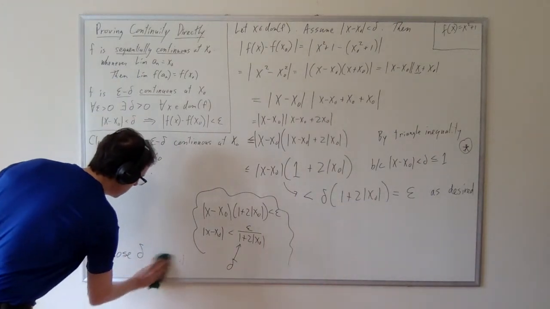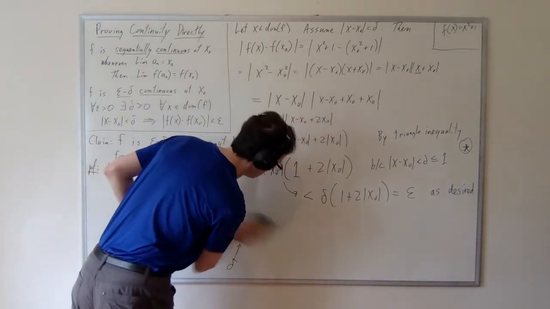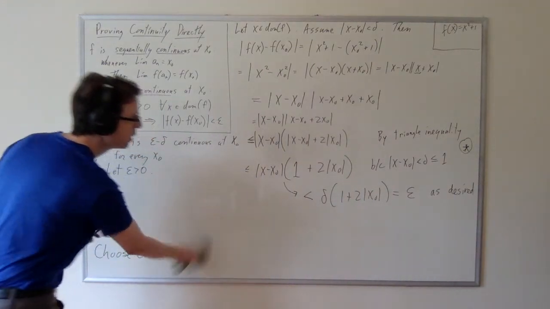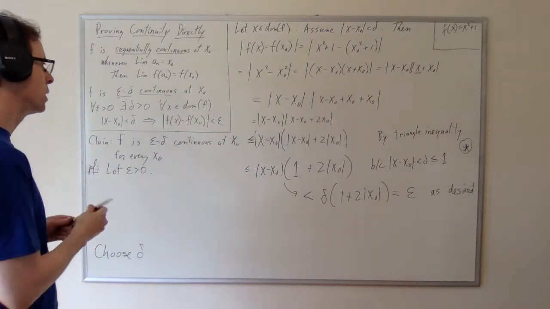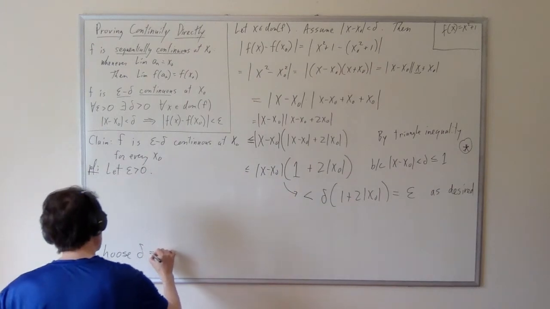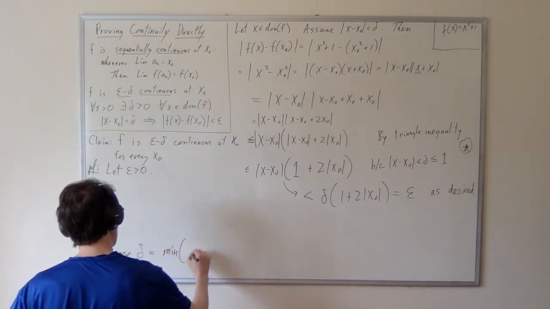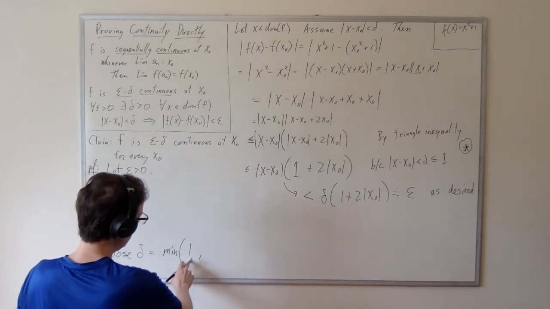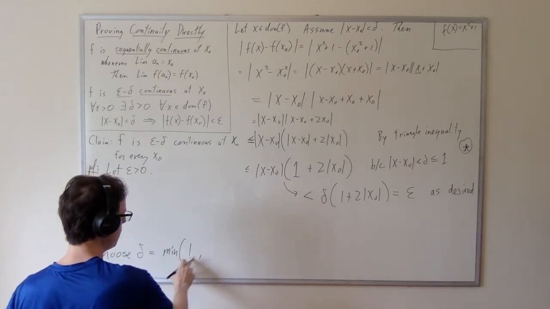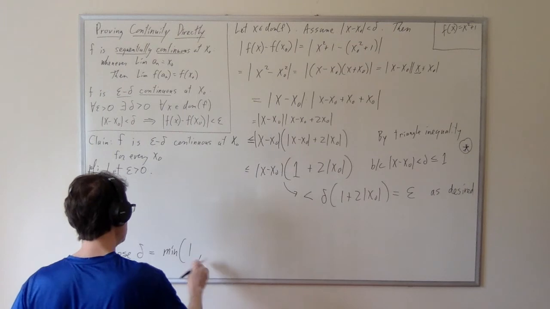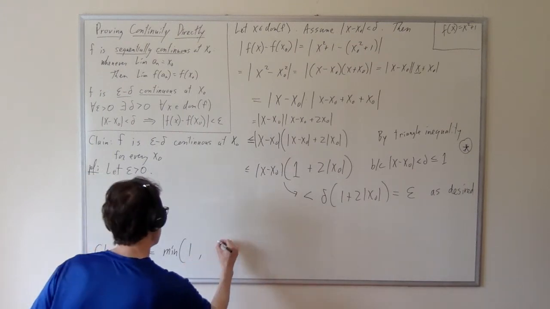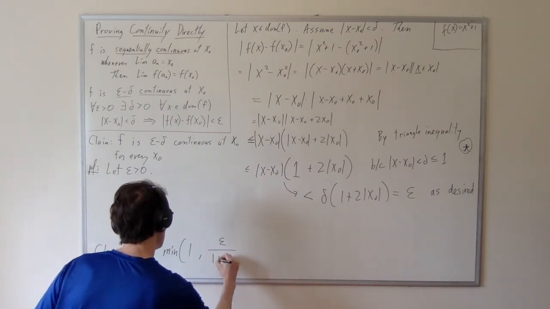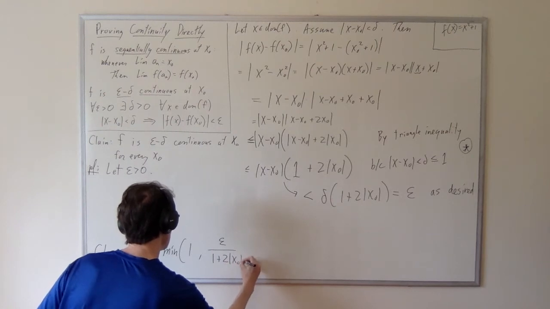So I'm going to erase this, and my scratch work is in my way a little bit, so I'm going to get rid of that. I'm going to erase that, and I'm going to say then delta is going to be the minimum of the value 1, which we meet, basically we're not allowing it to be greater than 1 by saying minimum of 1 and something, then it can't be more than 1. It's going to be the minimum of 1 and epsilon over 1 plus 2 absolute x naught.